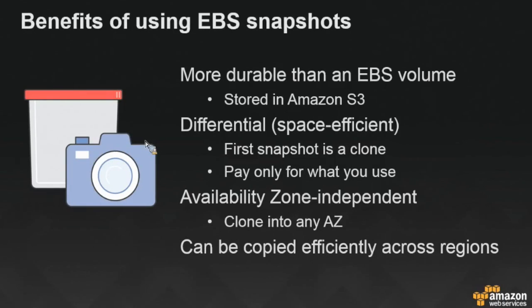So the rate of change will determine how big your snapshots are. They're independent of availability zones. Because they're stored in S3, they're a regional concept. So you can take an EBS snapshot and use it to create another volume with the same data in another availability zone, or you could copy it over to another region or even share it with another account.